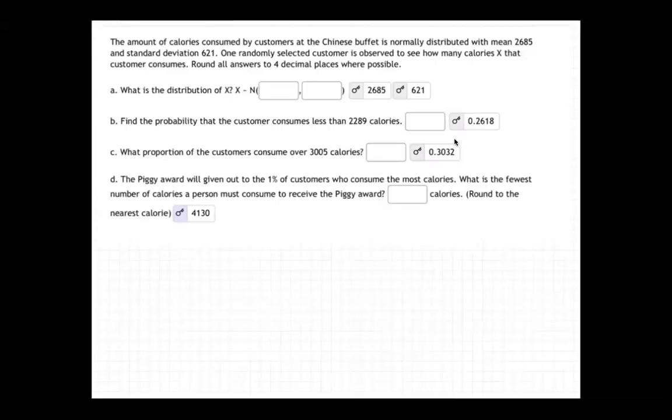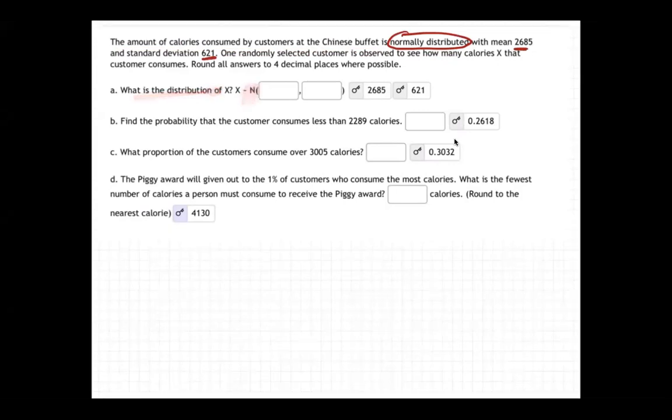Welcome to an example about the amount of calories consumed by customers at the Chinese buffet. It's normally distributed. There's our keywords, kind of tell us what's going on. Normally distributed with mean 2685, standard deviation 621. All right, so what's the distribution?